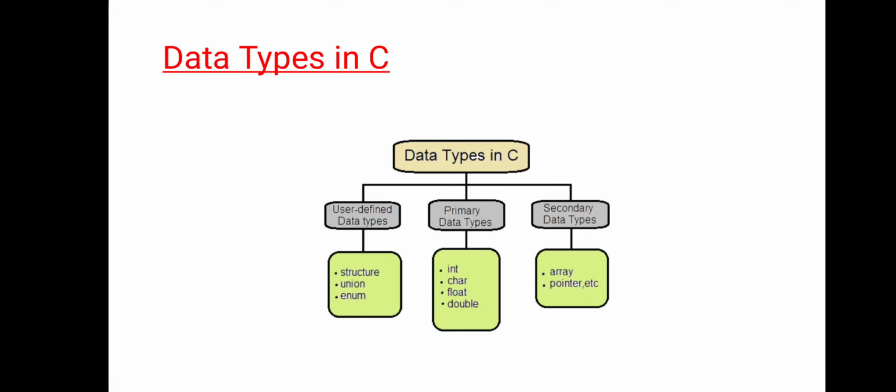And the next one is secondary data types. Secondary data types are the data types that are derived from the primary data types. Secondary data types contain arrays and pointers. Arrays means a collection of variables with the same data type, like a matrix, or different elements in a simple box. And the next one is pointer. Pointer stores the address of another variable.